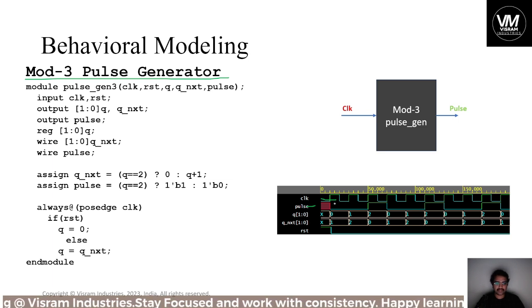So there are 3 clock pulses, hence after 2 clock pulses, at the third clock pulse there will be an output. For example 0, 1 and 2, there will be a pulse, and again 0, 1 and 2, mod 3, at the third one you have a pulse. So now the entire clock period can be divided by 3. That's how the pulse generation works.